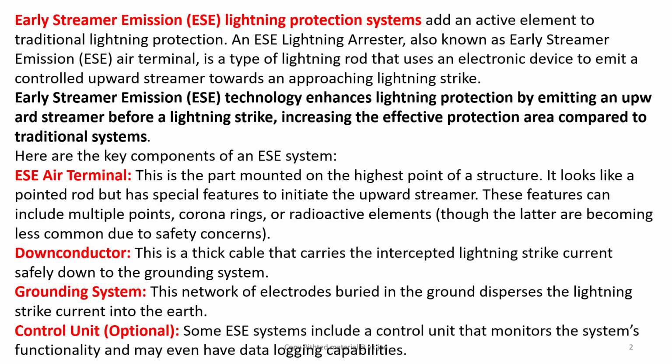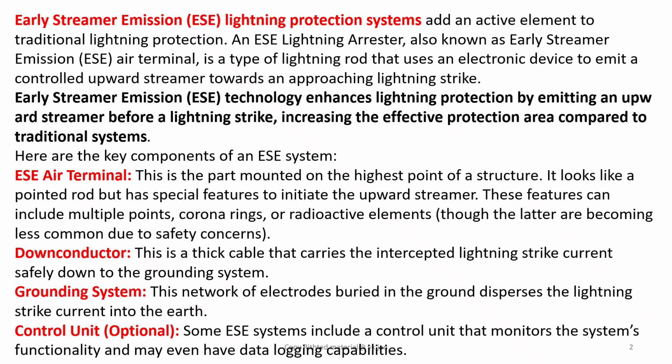An ESE lightning arrestor, also known as early streamer emission air terminal, is a type of lightning rod that uses an electronic device to emit a controlled upward streamer towards an approaching lightning strike. This invites, in fact, lightning to fall at a particular moment. Early streamer emission technology enhances lightning protection by emitting an upward streamer before a lightning strike, increasing the effective protection area compared to traditional systems.